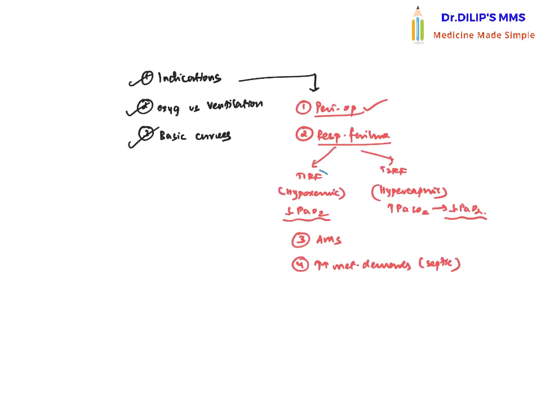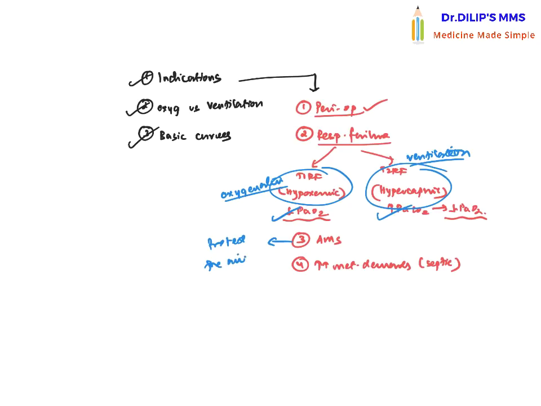So why do we do this? For example, in a type 1 respiratory failure, the basic idea is to increase the PaO2. So here the main idea is oxygenation. In a type 2 respiratory failure, the main idea is to bring the PaCO2 back to normal. So here you ventilate the patient, and ventilation is the basic idea of mechanical ventilation in type 2 respiratory failure. And in altered mental status, your idea is to protect the airway.